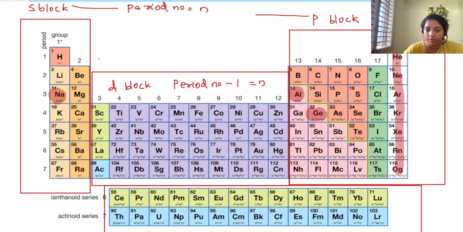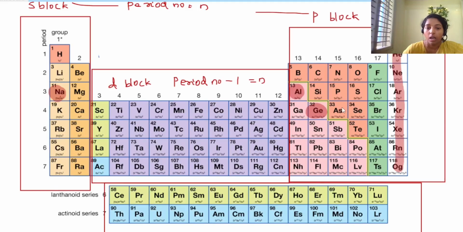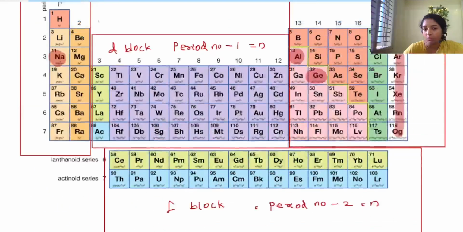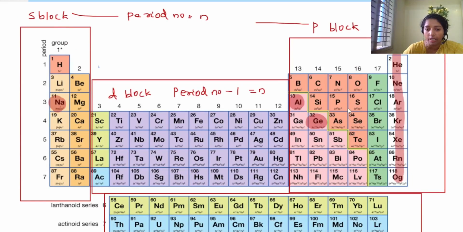Once again, what about germanium? See the germanium. How do you do it with the germanium? The previous noble gas this time is argon, right? So you can write argon in square bracket, and then which is the next filling energy level? In order to reach germanium, you have to first deal with the S block. Which S block? This time the period number is 4, so 4s2.